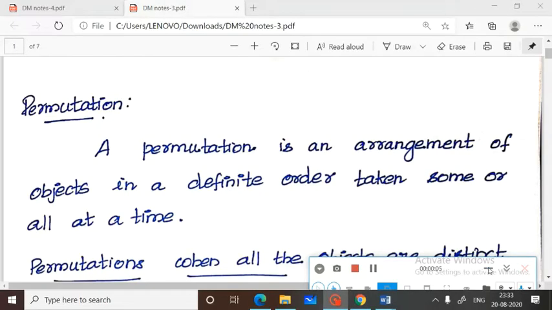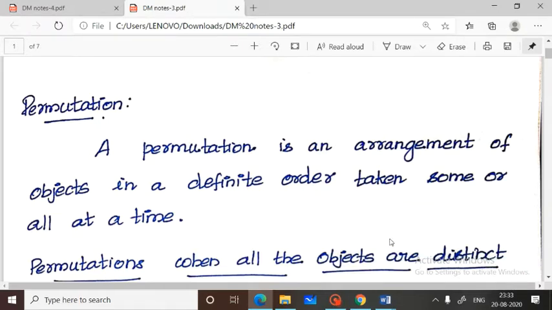Students, this is the third video of fundamentals of counting theory. In this fundamentals of counting theory, we have first studied about rule of sum and rule of product. Now we are moving on to the next topic, permutation.